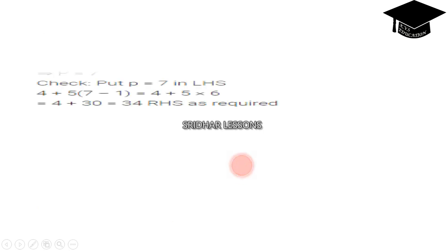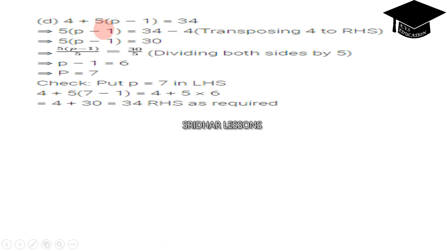Next question. Question number D. 4 plus 5 into p minus 1 is equals to 34. Okay. Here, upon transposing the 4 value to the right hand side, 5 into p minus 1 is equals to 34 minus 4, which is equals to 30. Since here we have multiplication, you have to go for division both sides by 5. 5 into p minus 1 by 5 is equals to 30 by 5. That means p minus 1 is equals to 5 cancels in 30 6 times. So p is equals to 7.